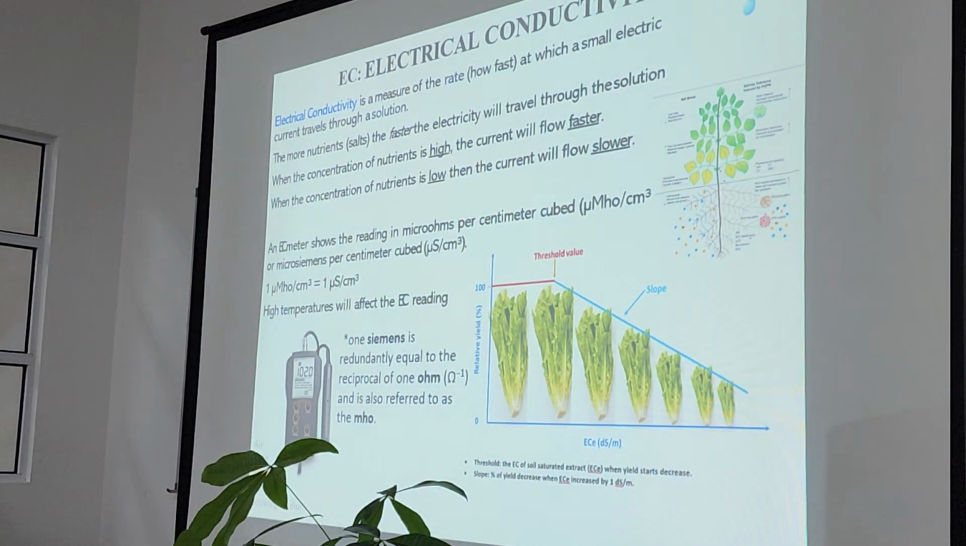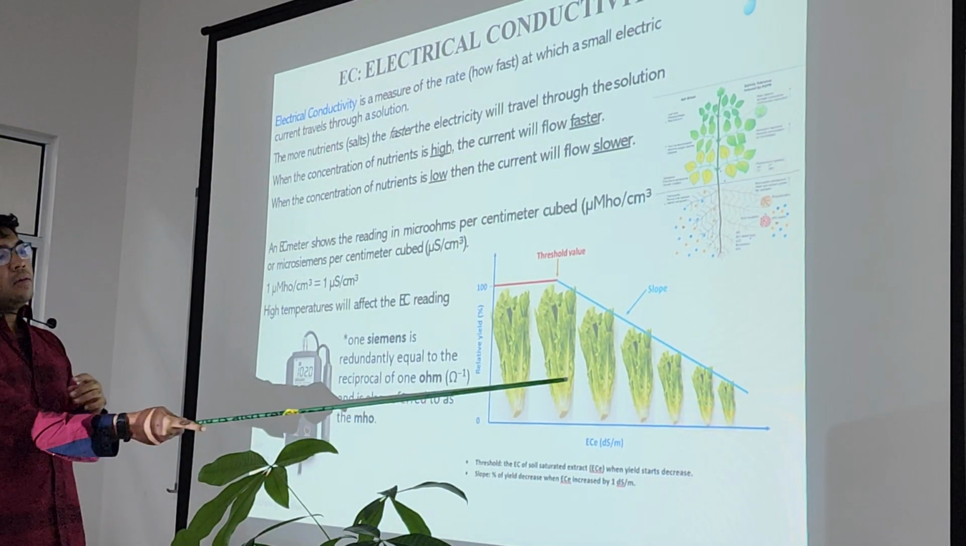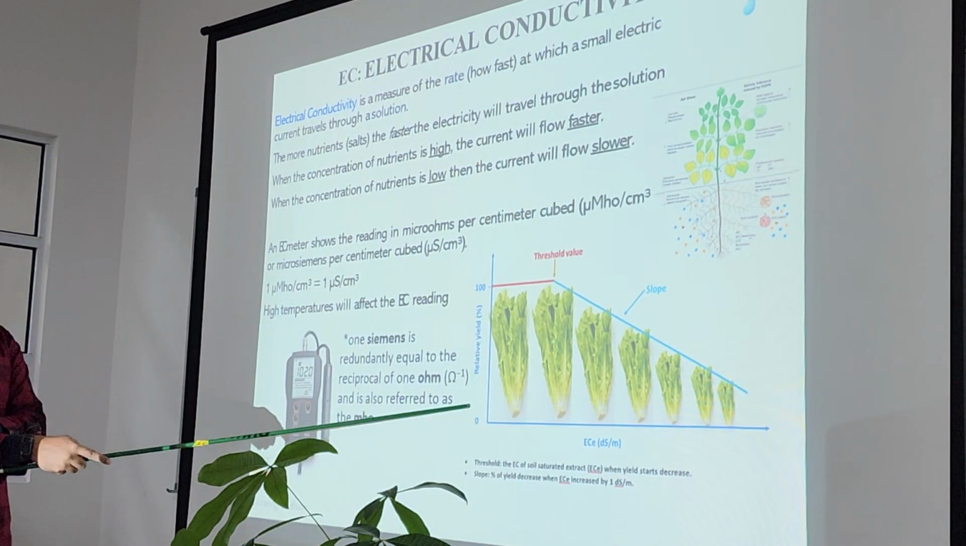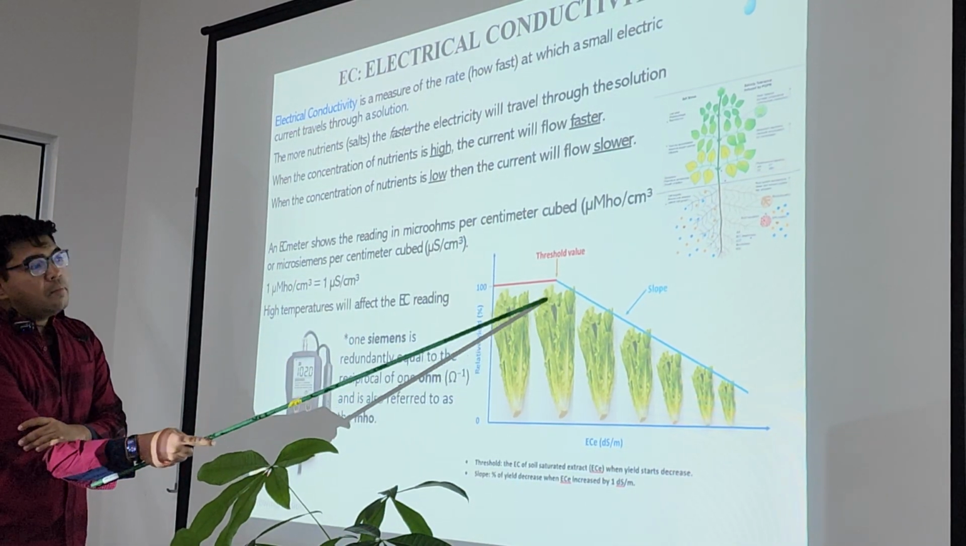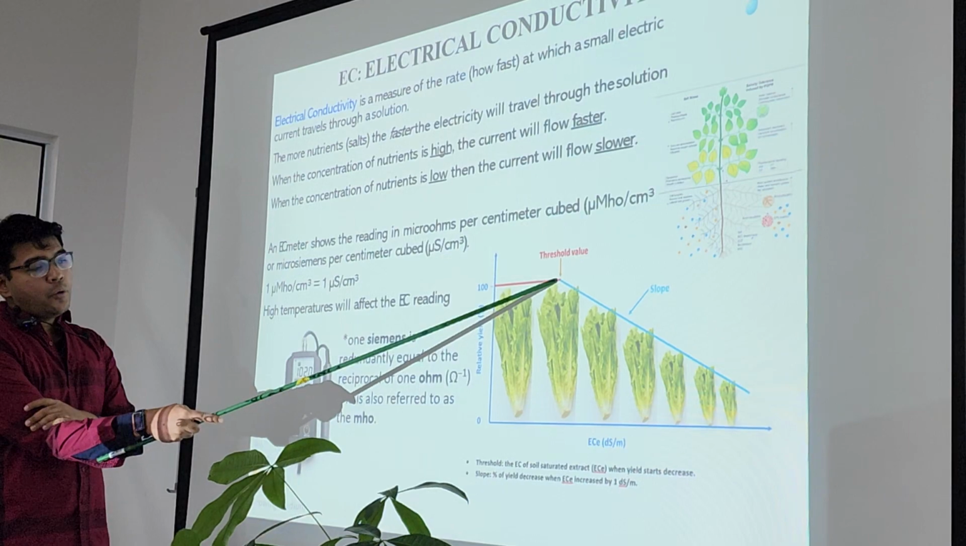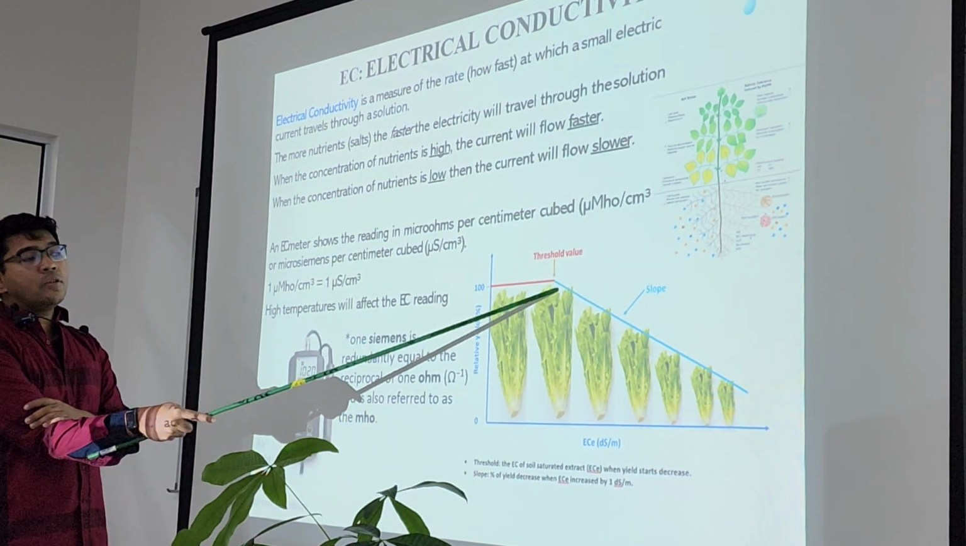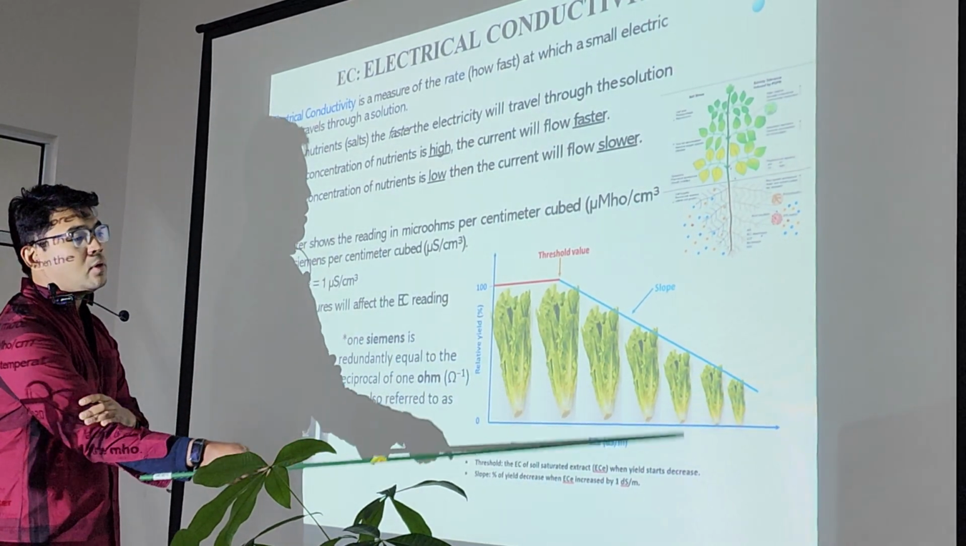Okay. So this is a regular way to show it. Plants need salt, but at a certain level, if you increase the EC reading, it's not going to do any good. It's going to get smaller and smaller.